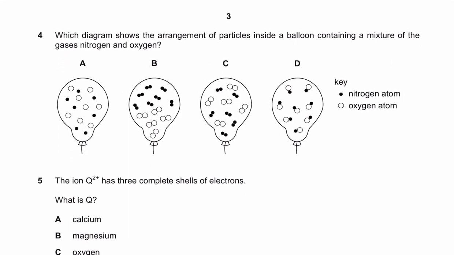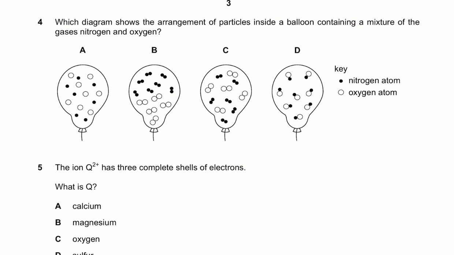Okay. Which diagram shows the arrangement of particles inside a balloon containing a mixture of nitrogen and oxygen? Nitrogen is N2 gas and oxygen is O2 gas, right? Now, a nitrogen atom is denoted with a small black dot, so there should be two small black dots joined together, because nitrogen gas is N2, and an oxygen atom is represented with a hollow circle. Therefore there should be two hollow circles, because oxygen is not O, oxygen is O2. It is a diatomic molecule. It exists in the form of O2 as a gas, right?